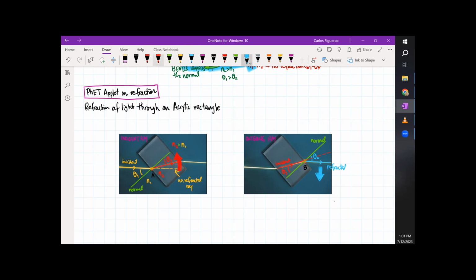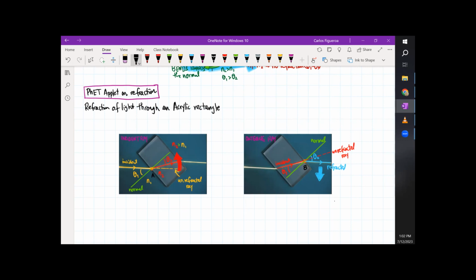So once again, you're seeing that it moves away from the unrefracted ray. So that's what Snell's law is saying.